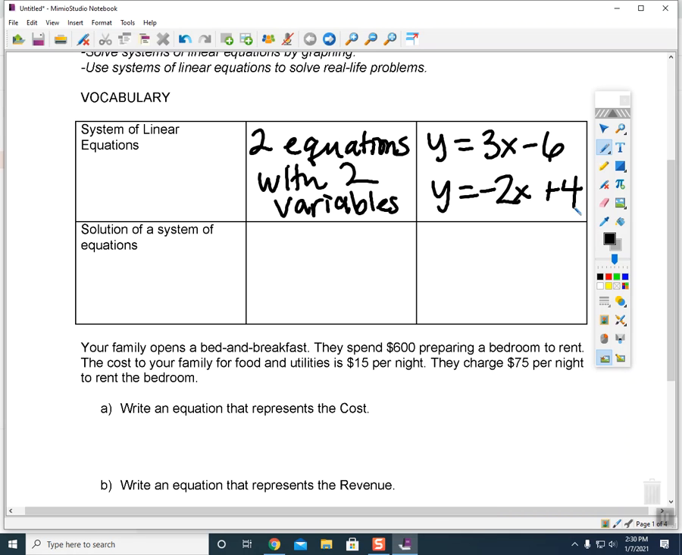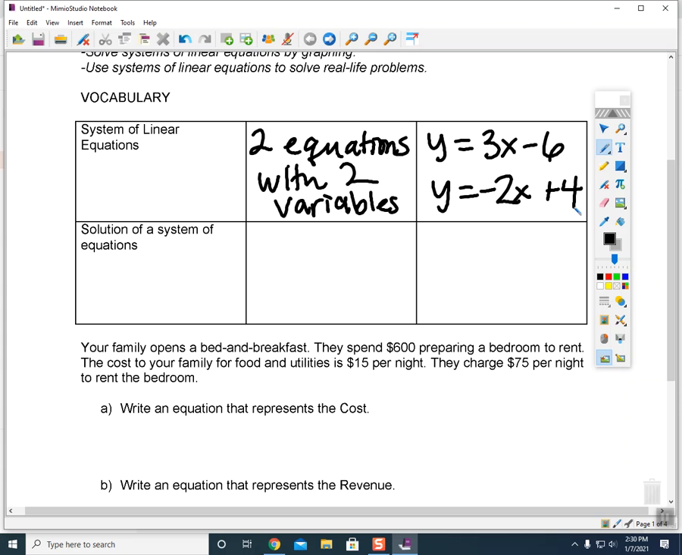We know if two lines don't cross, we're talking about parallel lines. Parallel lines are going to have the same slope. So if two equations do not have the same slope, that means they're going to cross at some point, and that's what we care about.